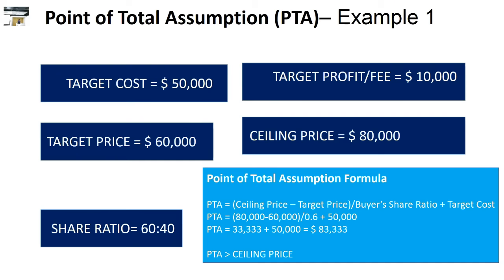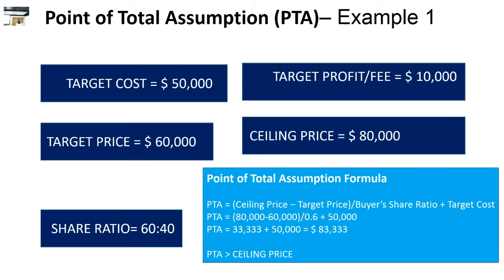Ceiling price is the maximum price that the buyer would pay to the seller for a given work or a contract. The share ratio in case of any cost overruns or underruns is 60:40. Now, to calculate the point of total assumption based on the given data, we can simply use the standard formula. PTA is equal to (ceiling price minus target price) divided by buyer's share ratio, plus the target cost.